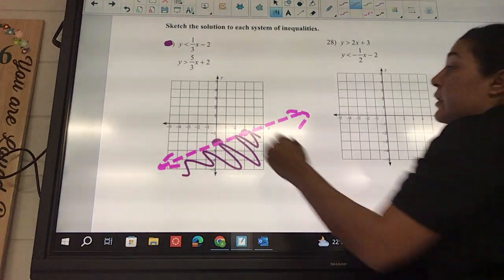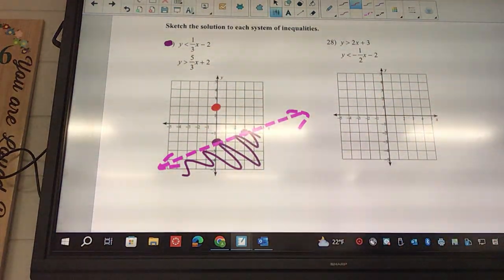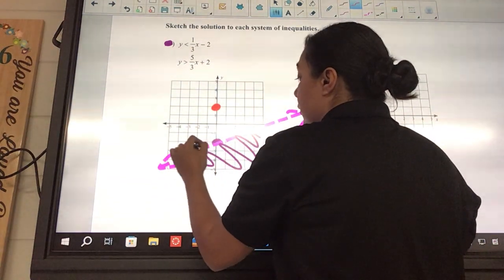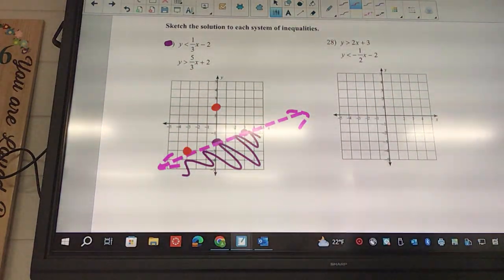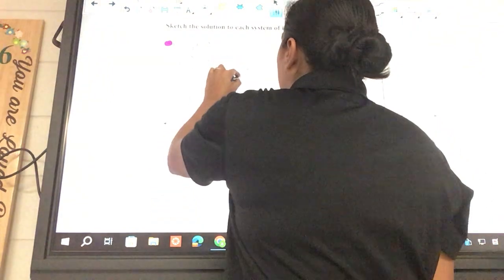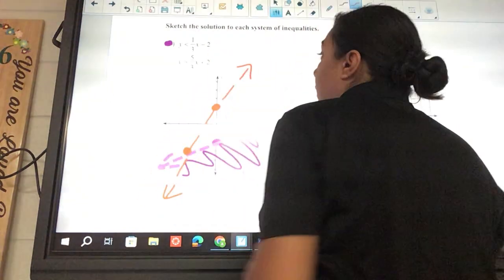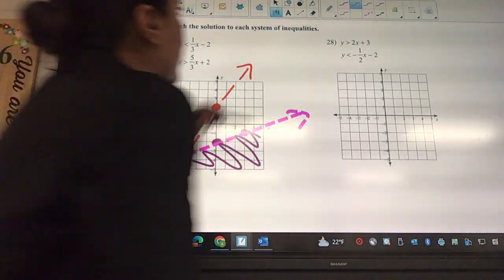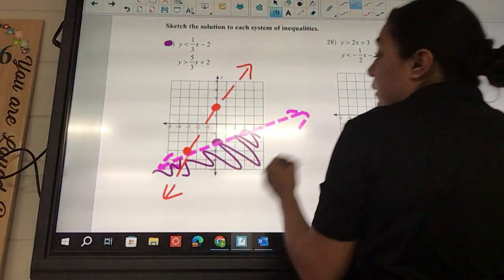Line 2 starts at 2. Can I go up 5? No, so I'm gonna have to go down 5. 1, 2, 3, 4, 5, and over 3. 1, 2, 3. Okay, is this gonna be solid or dotted? It's also gonna be a dotted line. Okay, and this one, is it gonna be shade above or below? Above. Above.